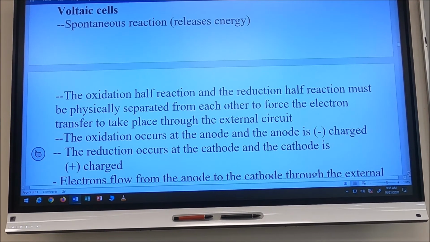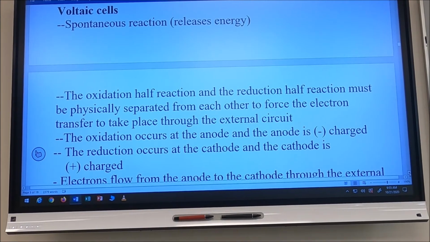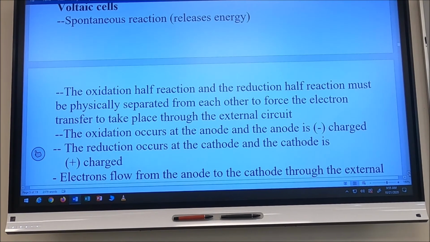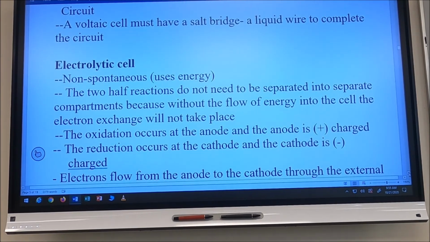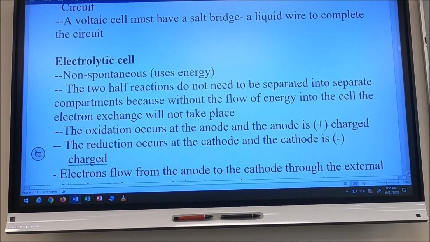The oxidation occurs at the anode, which is negative. Reduction occurs at the cathode, which is positive. Electrons flow from the anode to the cathode through the external circuit, and the voltaic cell has to have a salt bridge, also called a liquid wire, to complete the circuit.